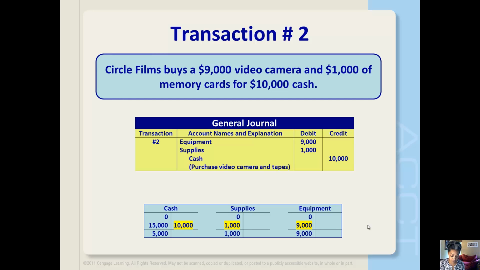What accounts are affected? Circle Films is receiving a camera and some memory cards, so both equipment and supplies are increasing. Then they're paying with cash, so cash is decreasing. In step 2, on the debits and credits, equipment and supplies are assets, so debit the equipment and supplies accounts to increase them. Cash is also an asset, so credit the cash account to decrease it. And then the slide shows the journal entry and the posted ledger information again.